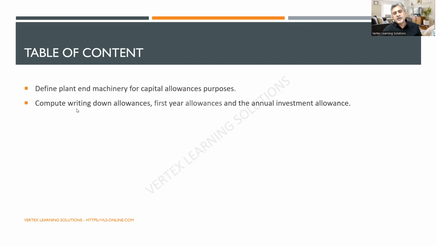Writing down allowance is that depreciation thing. First year allowance is a special category. Annual investment allowance is another special category. Compute capital allowances for cars. For cars, there is a special treatment.